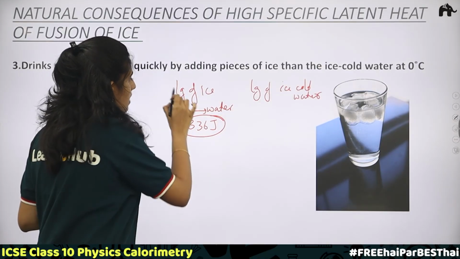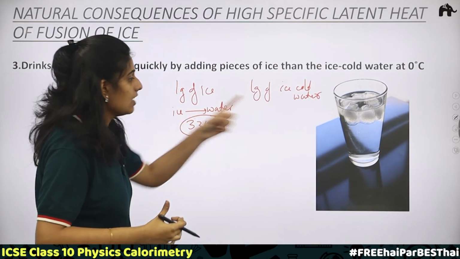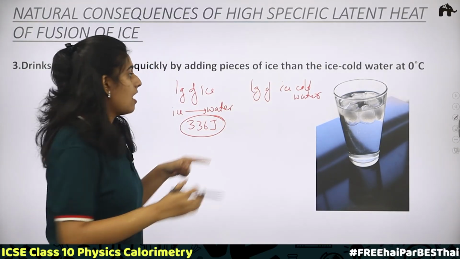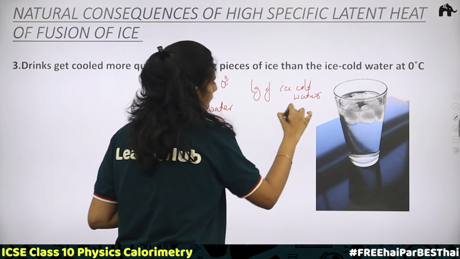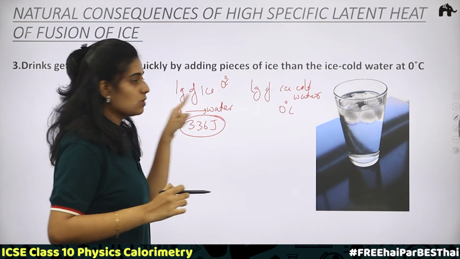This is the reason why 1 gram of ice can produce more cooling effect, that is, can cool the drink more easily compared to ice cold water of the same mass at the same temperature, 0 degrees Celsius. Both are at 0 degrees Celsius, but still the cooling produced by ice will be more.